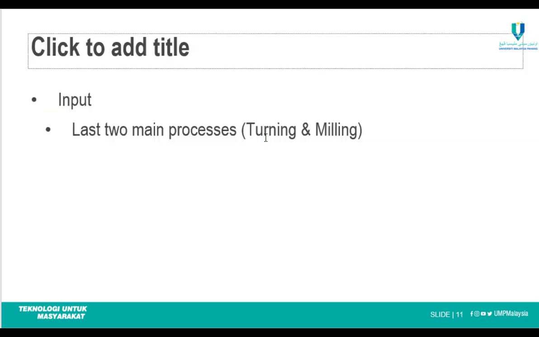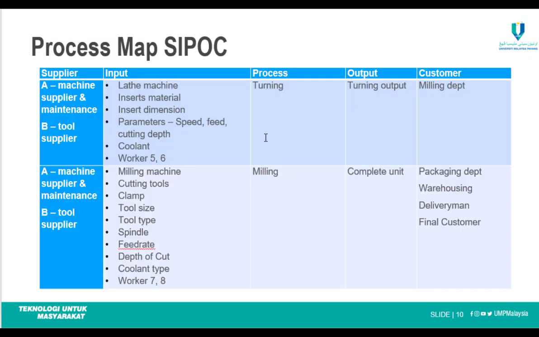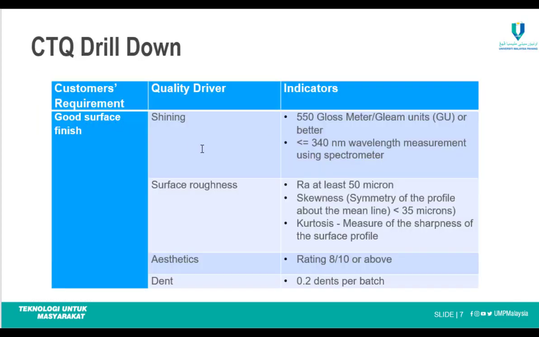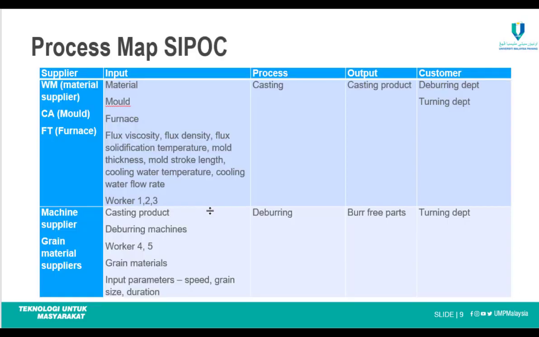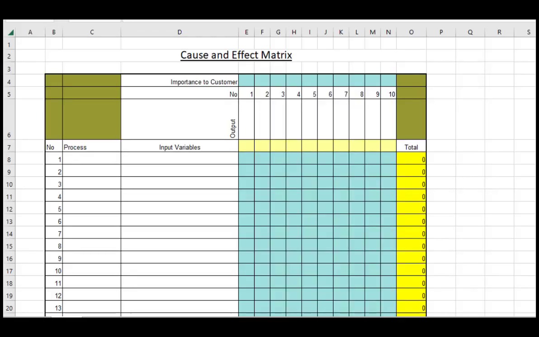Right, so next we want to identify the critical processes that contribute to the surface finish. Based on the input from the experts in the process, there are 2 main processes that contribute to the surface finish: the turning process and the milling process. So for the next analysis, we only consider these 2 processes. Next, we will fill in the cause and effect matrix.